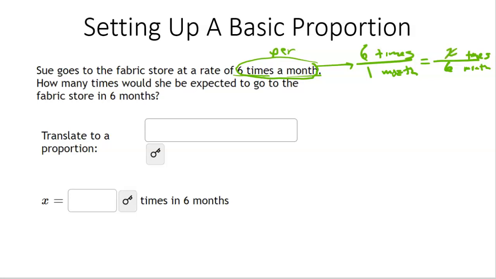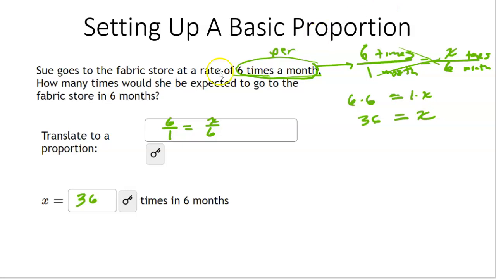Now, the basic strategy for solving a proportion is to use the means and extremes theorem. That is, you multiply the extremes, 6 times 6 on one side, and then the means, 1 times x on the other. And so that just gives us 36 is equal to 1 times x, which is x. So the proportion would be 6 over 1 is equal to x over 6. That is our proportion, and x would equal the number of times. That would be 36.